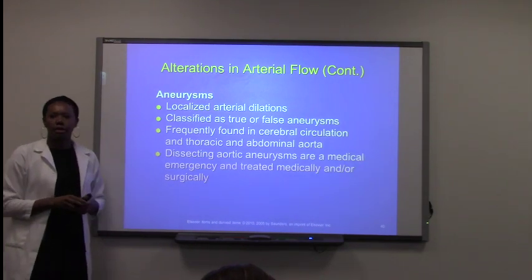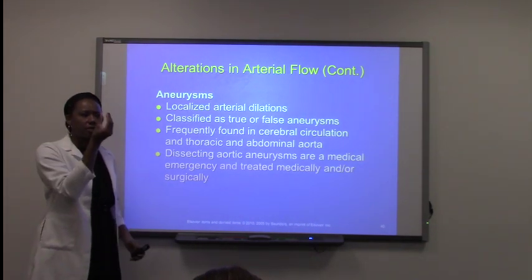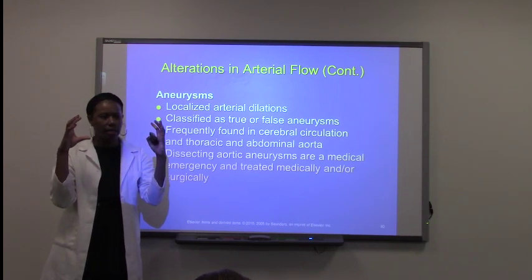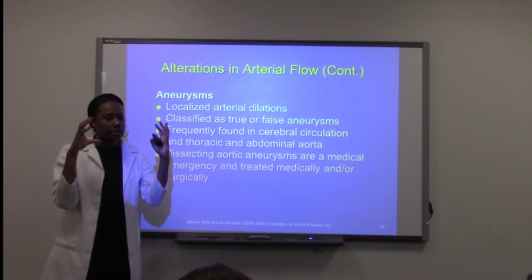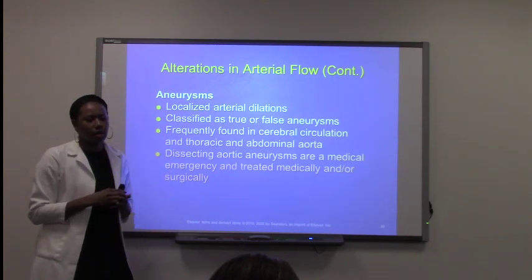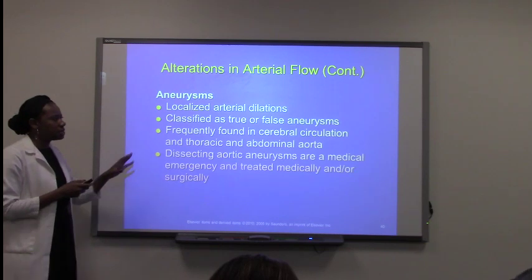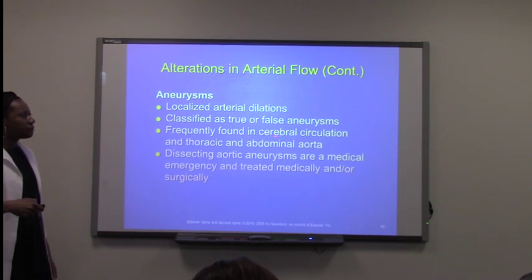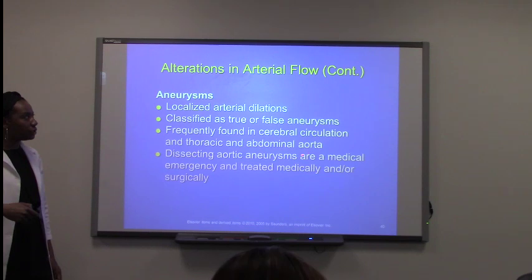Aneurysms, okay, what is it? This is when we have a vessel and then all of a sudden the vessel wall starts to dilate, and it gets very large. It weakens because it's filled with blood. Now, keep in mind that we do have different types of aneurysms, and I will go over the different types in a little bit. Now, they say they are frequently found in cerebral circulation, thoracic and abdominal aorta.